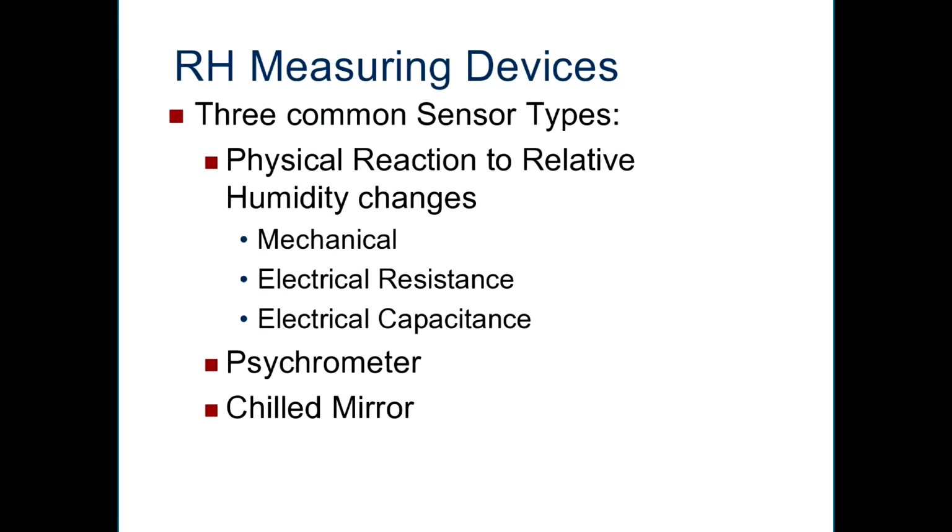The first are sensors that have some physical reaction to changes in relative humidity. These can be mechanical changes, electrical resistance, or electrical capacitance. The second type of humidity measuring device is called a psychrometer. And the third basic type is a chilled mirror hygrometer.